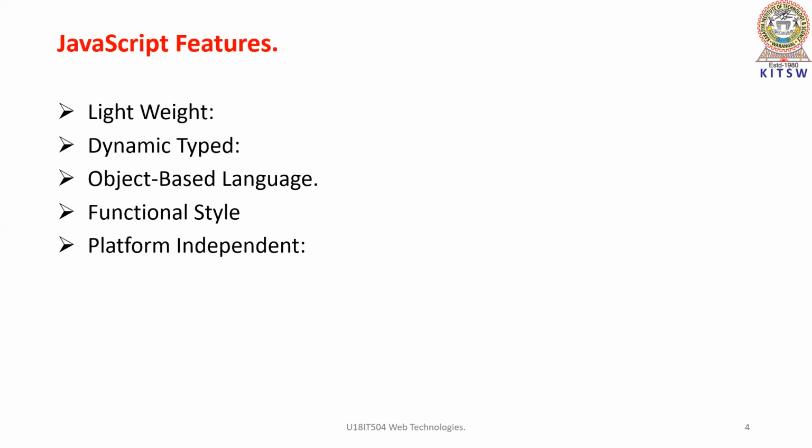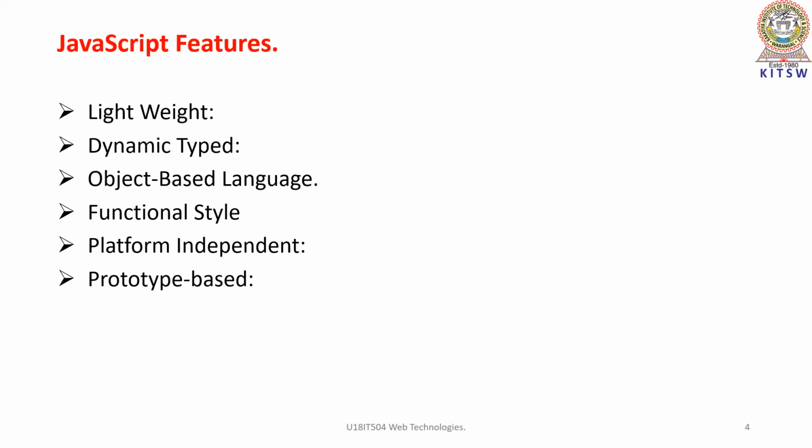Platform independent, which means simply you can write JavaScript once and run it anywhere and anytime. In general, we can say you can write JavaScript applications and run them on any platform or any browser without affecting the output of the JavaScript.